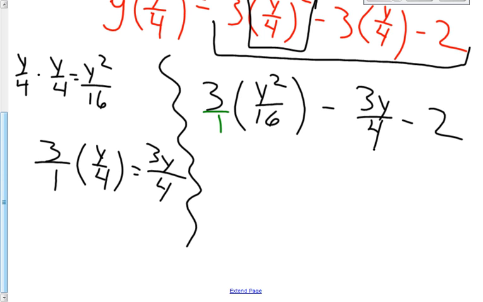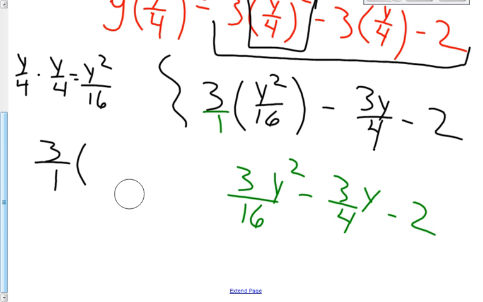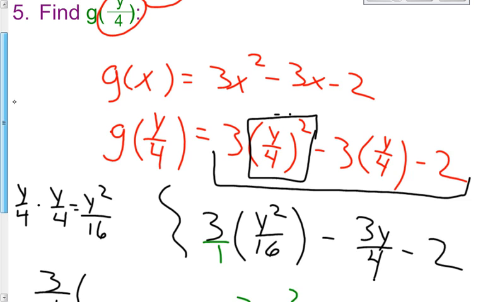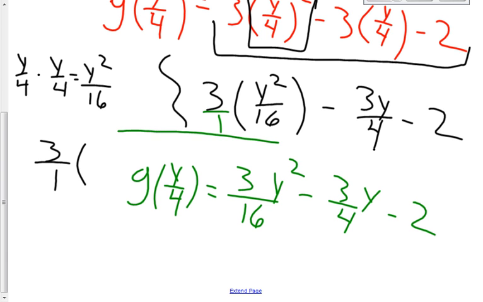3 over 1 times y squared over 16 is 3/16 y squared, or 3y squared divided by 16, minus 3/4 y, or 3y divided by 4. Either way, subtract 2. And this, class, is what g of y over 4 equals. G of y divided by 4 equals 3/16 y squared minus 3/4 y minus 2.